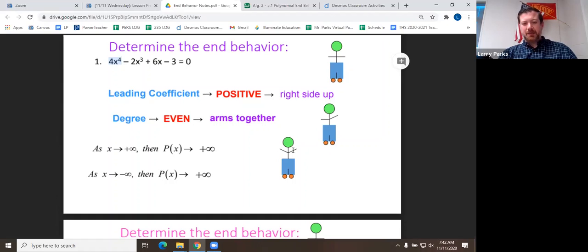Also, as x moves to the left, as x goes to the left, that's negative infinity, then the function goes up forever. So that's how you write that.